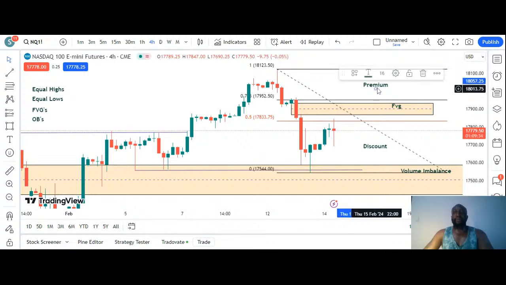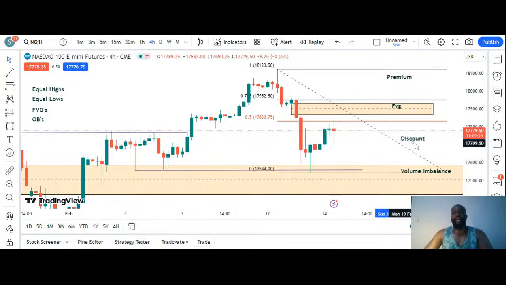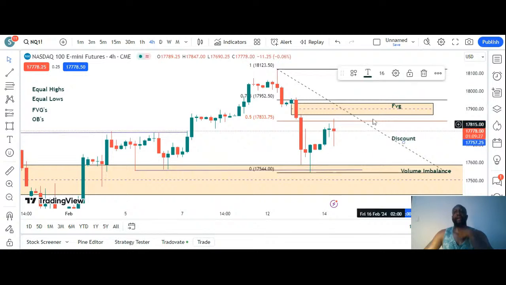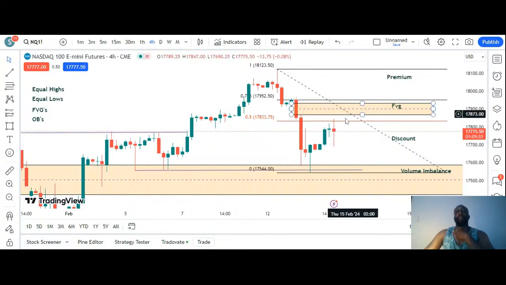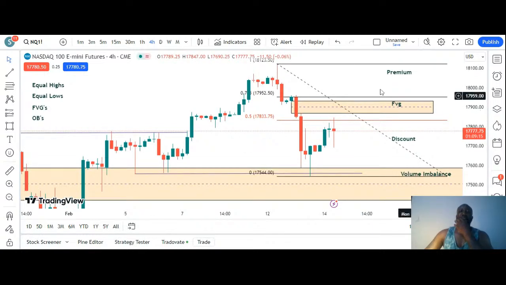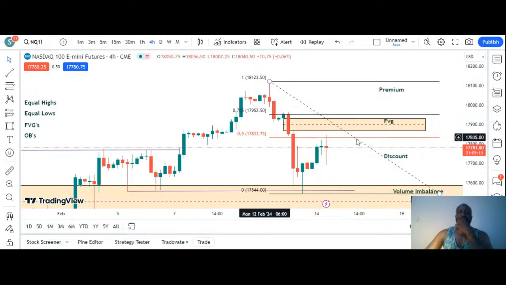So when I'm looking for selling opportunities, preferably I want to get the price when it's at a premium, which means when it's above 50%. Since we have our 50% there, you start looking from this point going all the way up, and you ask yourself, do I have fair value gaps? Do I have order blocks from there to there?